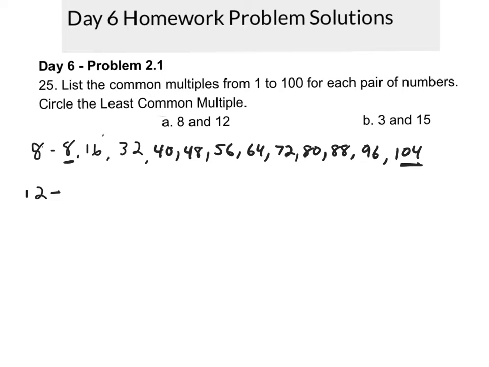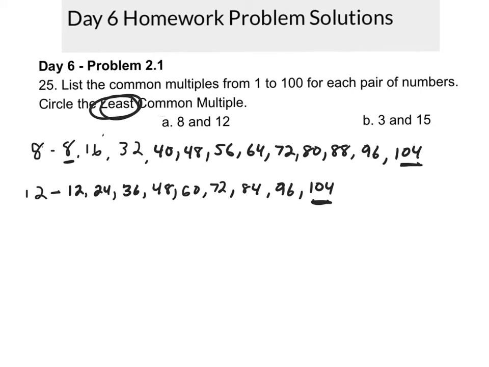So now let's do the 12s. So we say 12, 24, 36, 48, 60, 72, 84, 96, and 104. So all this is saying, just remembering it's 12 times 1, 12 times 2, 12 times 3, 12 times 4, 5, 6, 7, 8, 9, and we got out to 104. So now we're looking for the common multiples, but we want the smallest multiple that's common to them both.